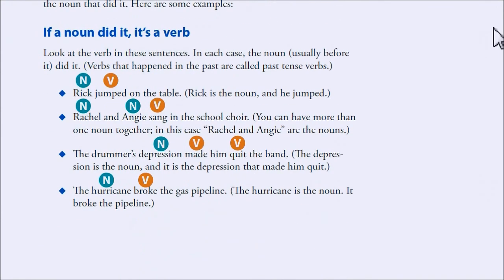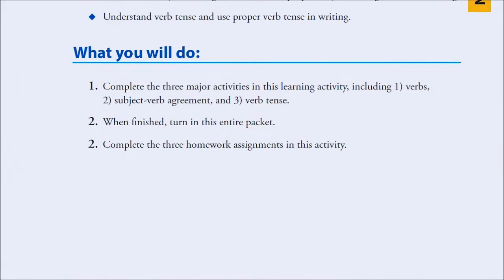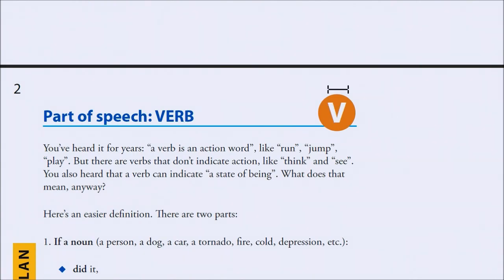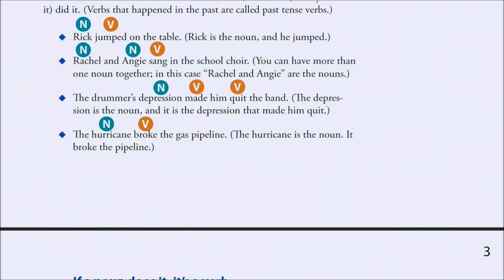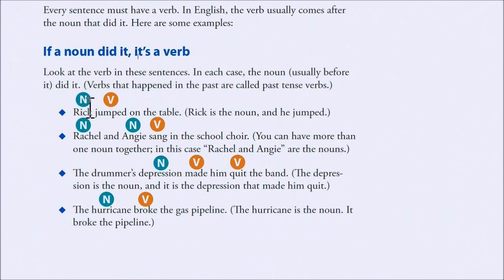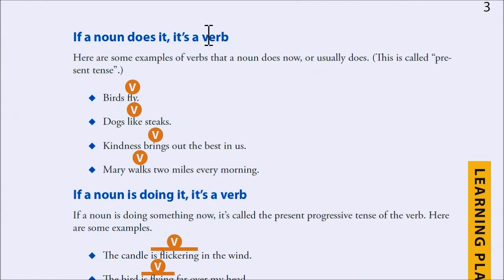Okay, so here are some examples. If a noun did it, it's a verb. Remember we did the little N with the circle on the noun? We're going to do the little V with the circle above the verb to show that that's a verb. See? So, all right. Rick jumped on the table. Jumped is the verb. Rick is the noun. And then table is also a noun. Rachel and Angie sang. All right. The hurricane broke. Broke is the verb. Sang is the verb. If a noun does it, it's a verb.